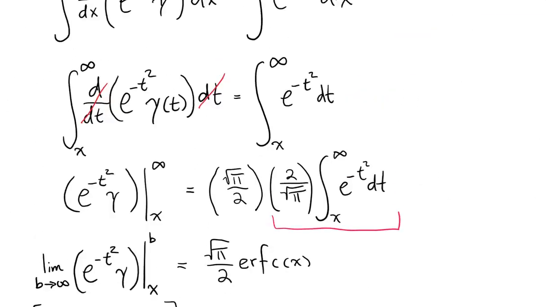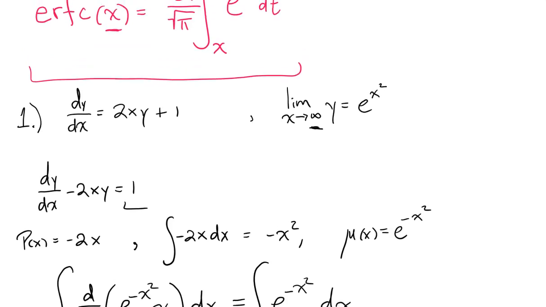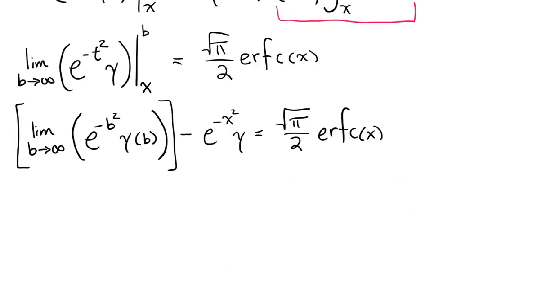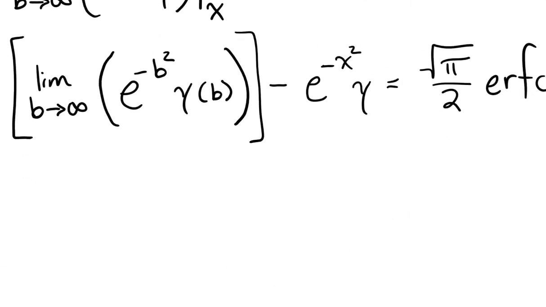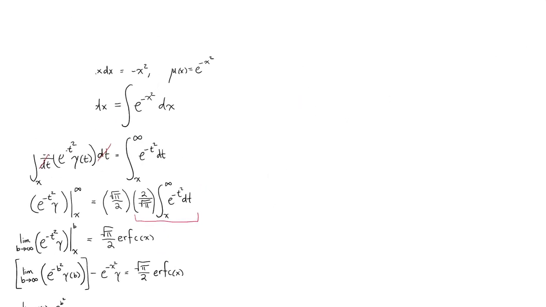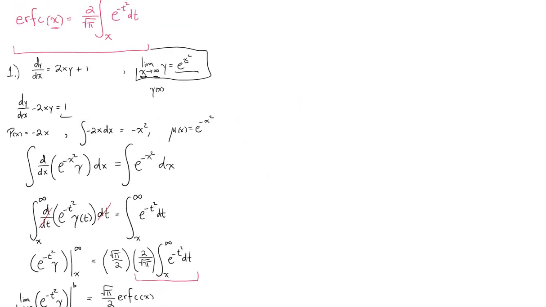If we look at our condition above, we know that when we take the limit of some variable, in this case x, to infinity of y of that variable, then that will equal e to that variable squared. So here, since we have a b instead of an x, we know that the limit as b goes to infinity of y of b will equal e to the b squared. It's exactly what we had written up here, and I will put a square around that.